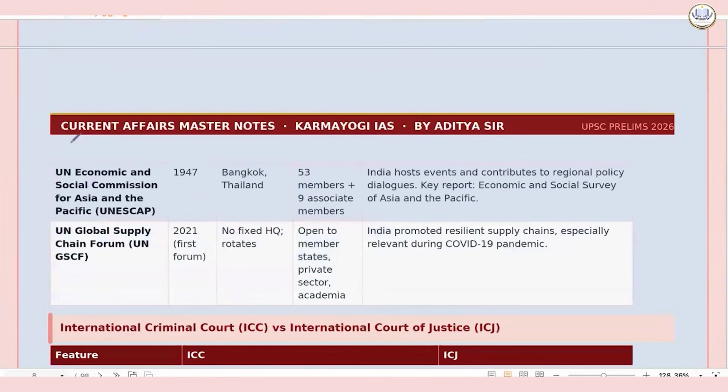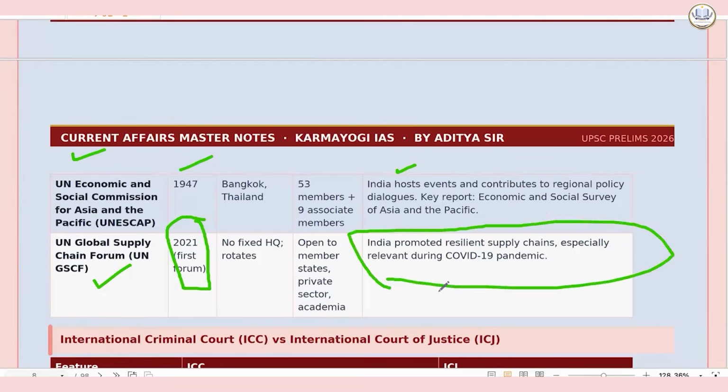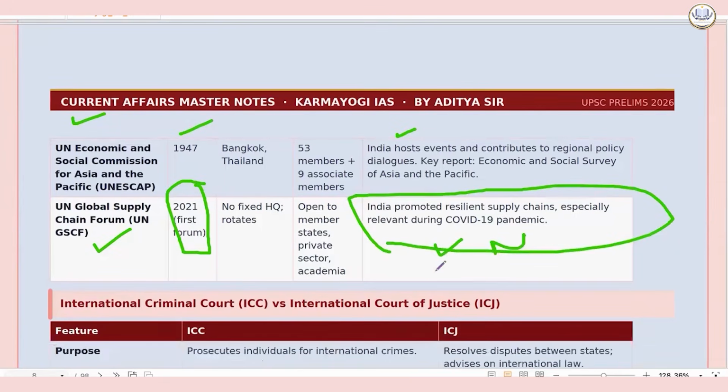Then we have the UN Economic and Social Commission for Asia and the Pacific, established in 1947, in Bangkok, Thailand. 53 members are there and 9 associate members. India hosts events and contributes to regional policy dialogue. They released the report Economic and Social Survey of Asia and the Pacific. And then we have the UN Global Supply Chain Forum. In 2021, the first forum happened and there is no fixed headquarter. It rotates. It is open to member states, private sectors and academia. India promoted resilient supply chains, especially relevant during the COVID-19 pandemic when the supply chain system was disrupted entirely.